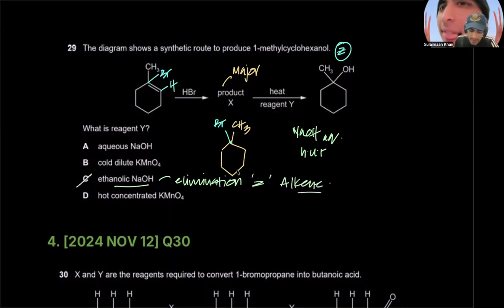So C is incorrect. Now, cold dilute KMnO4 would not form it either. Cold dilute KMnO4 would just break this double bond, and you would get an OH here and an OH here, so you would just form diols with cold dilute KMnO4. And here with D, hot concentrated KMnO4 would cause oxidative cleavage. It would completely rupture the carbon-carbon double bond. So that's also not correct. And what therefore that means is that A is the correct option right here, because A, the hydroxide ion, behaves like a nucleophile in aqueous state.